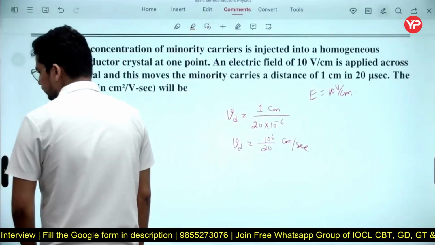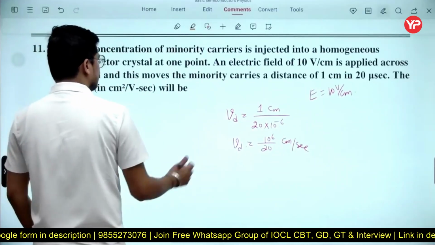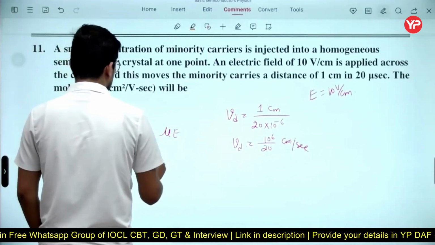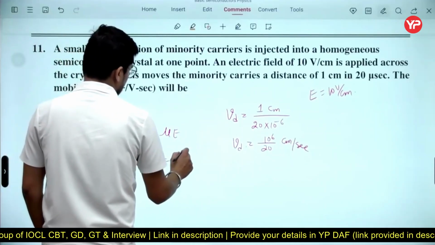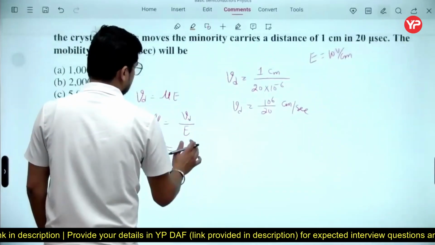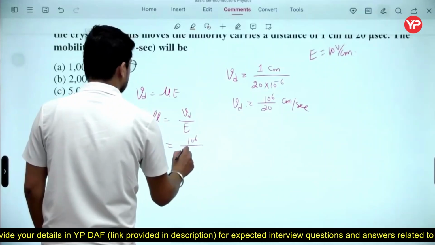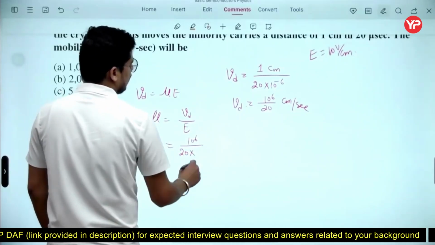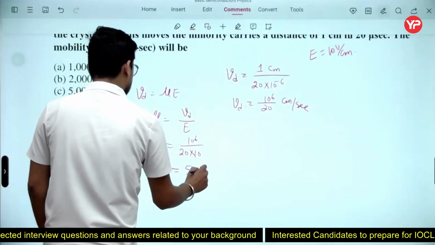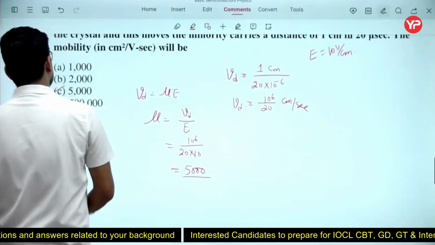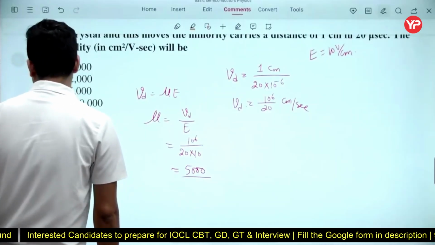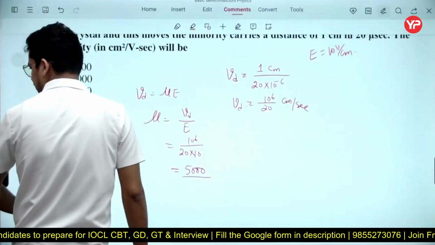Right, Ishita? And this drift velocity, the electric field, we already have. The drift velocity is mu times E. So the mu value is Vd, the drift velocity, over the applied electric field. Vd is 10 raised to power 6 divided by 20, and the electric field is 10. So 5000 will be the answer, right? Centimeter square per volt second. Then note the D answer. C is the correct answer, right, Anisha? You are correct.